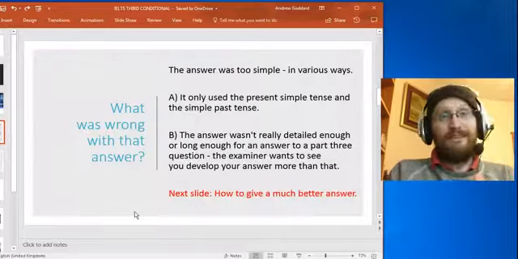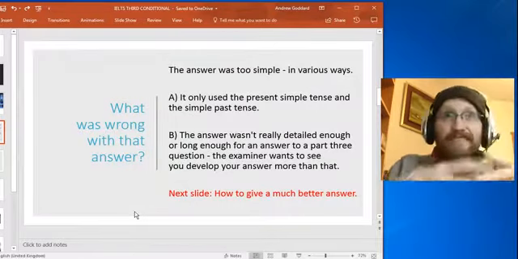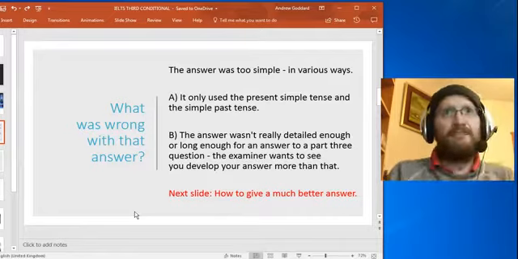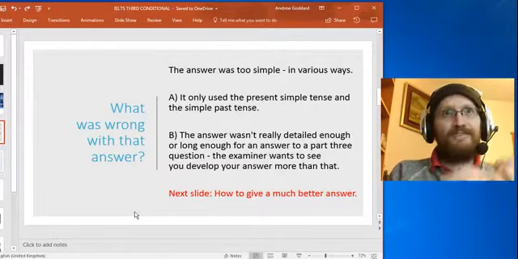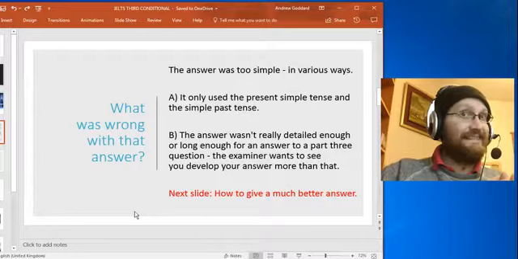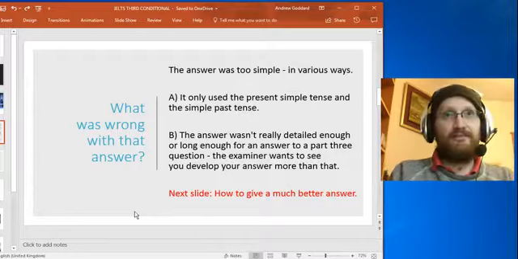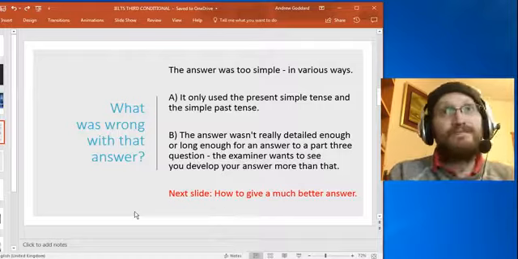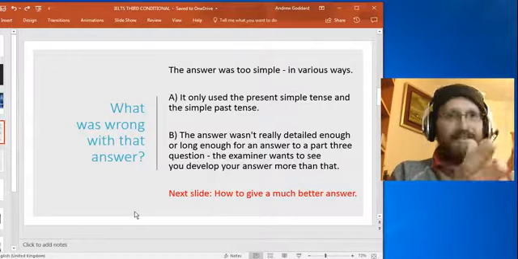What was wrong with the answer? Well, the answer was too simple in various ways. First of all, it only used the present simple tense and the simple past tense. Secondly, the answer wasn't really detailed enough or long enough for an answer to a part 3 question. The examiner wants to see you develop your answer more than that.